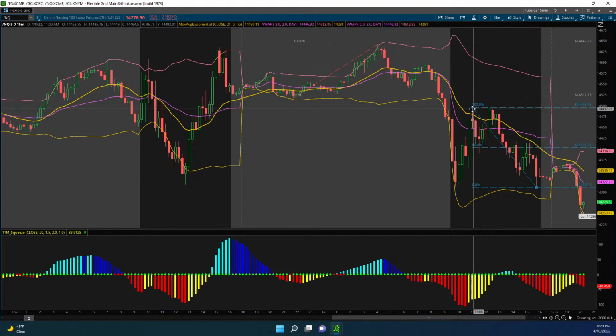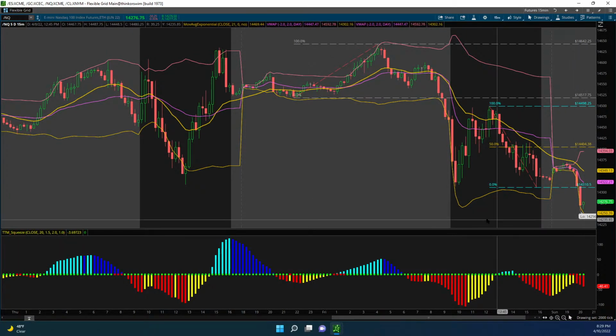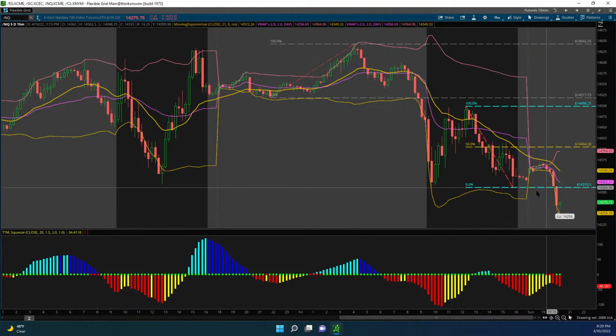This one is not correct. So this one goes up here. So that is the pivot high. This one is the pivot low, and now ES is trading below Friday's action, right? So we'll see what is going to happen overnight.